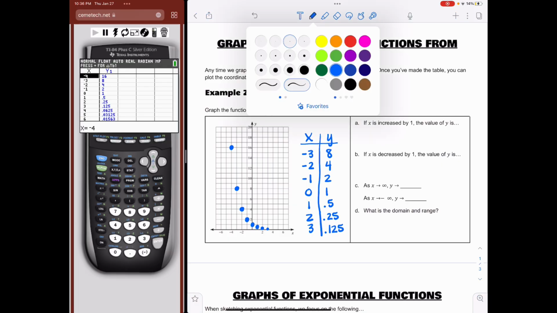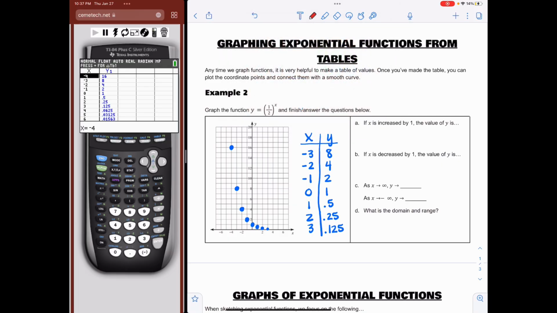And so now that we have points, we can now connect them with a smooth curve. So I'm going to go like this. And then I can draw my arrows. All right, so now that I have done that, that is my exponential function. So now I can answer the question.